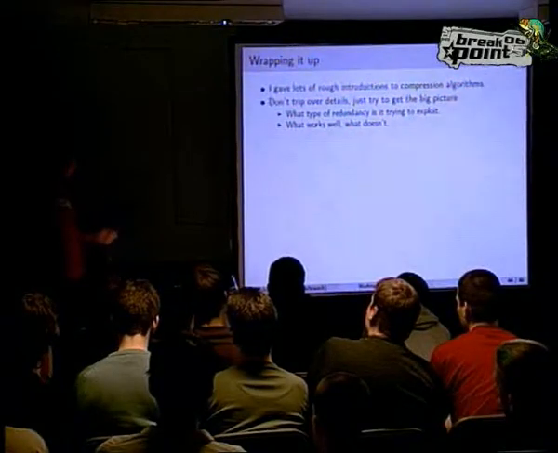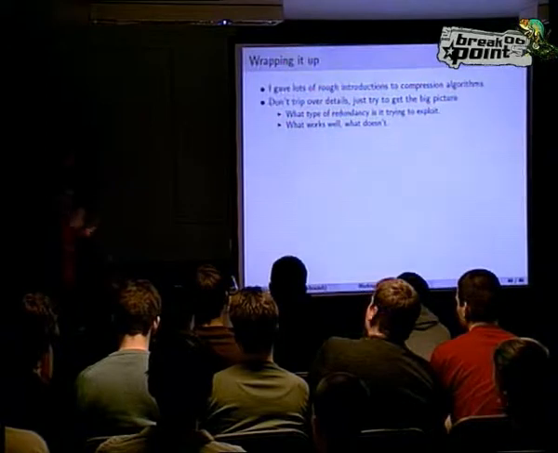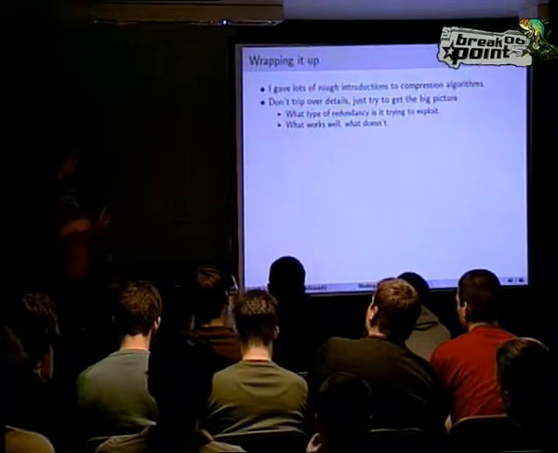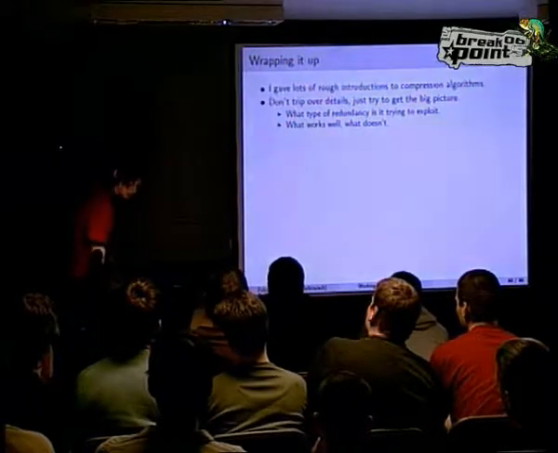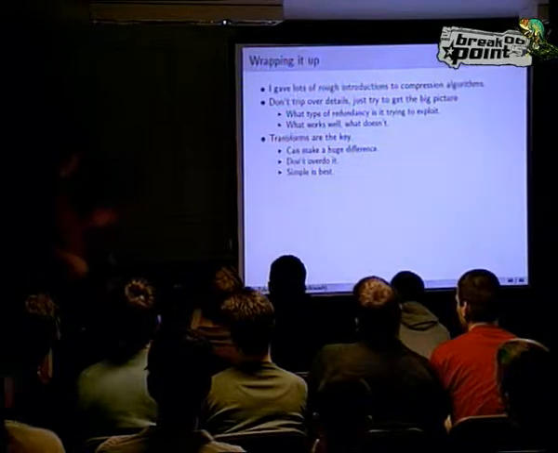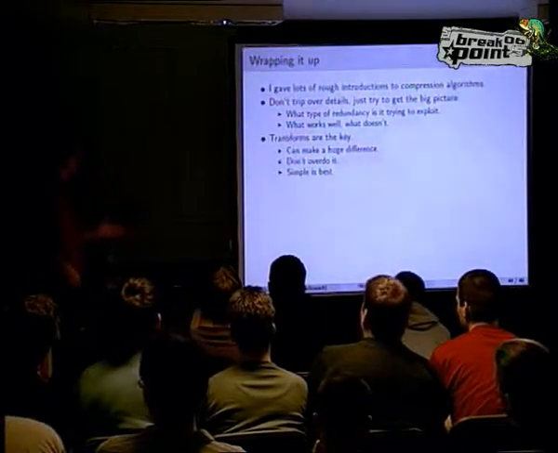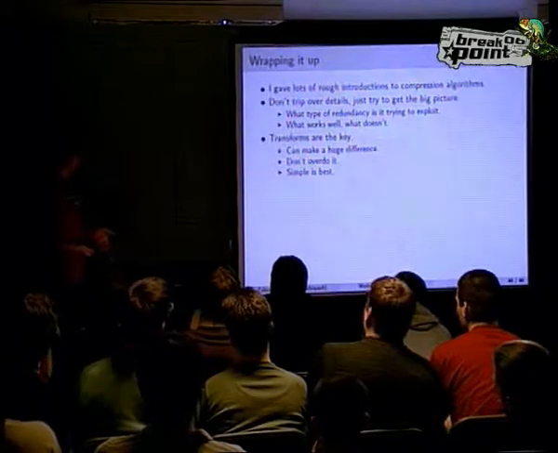Want to improve your compression? The details are not that important, actually. It's important what kind of data your algorithm can pack, what kind of structure you can exploit, and what works well and what doesn't. And transforms are the key to that. This is what makes a huge difference. This is what makes the difference between an intro that is 64 kilobytes and an intro that is 80 kilobytes.